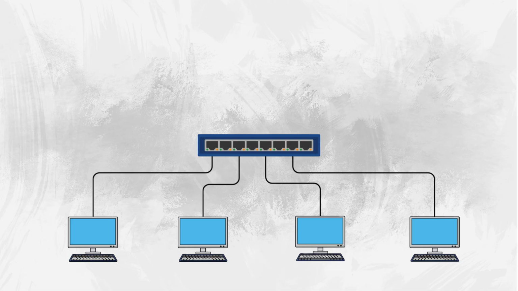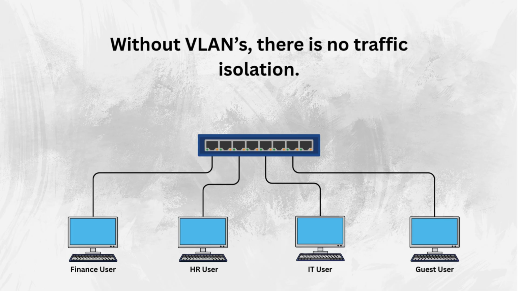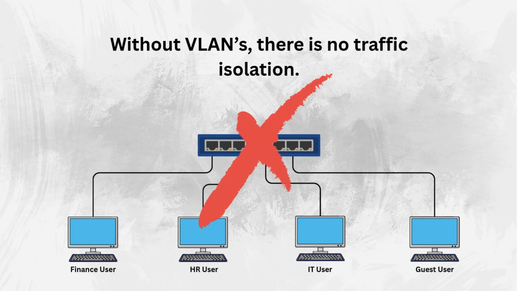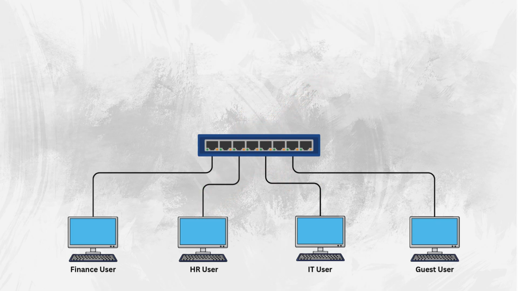For example, imagine a company where finance, HR, IT, and guest users are all connected to the same switch. Without VLANs, all of these users are part of the same network. That is not ideal. This is where VLANs solve the problem. A VLAN allows us to split one physical switch into multiple logical networks.